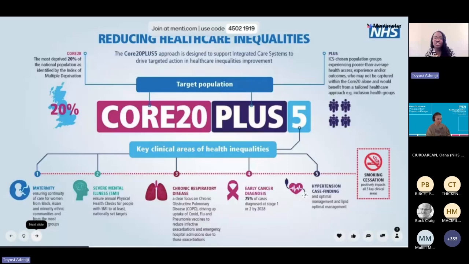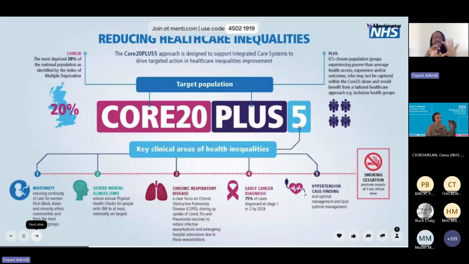The plus group would be patients that, for various reasons, some of which we've touched on, often experience poorer outcomes, or for whatever reason, they're not captured within the general framework of the core 20. An example for the plus group: you've got people from minority ethnic groups, people that are homeless, asylum seekers, refugees, people who are not often captured in the core 20 part of things. And then you've got the 5.